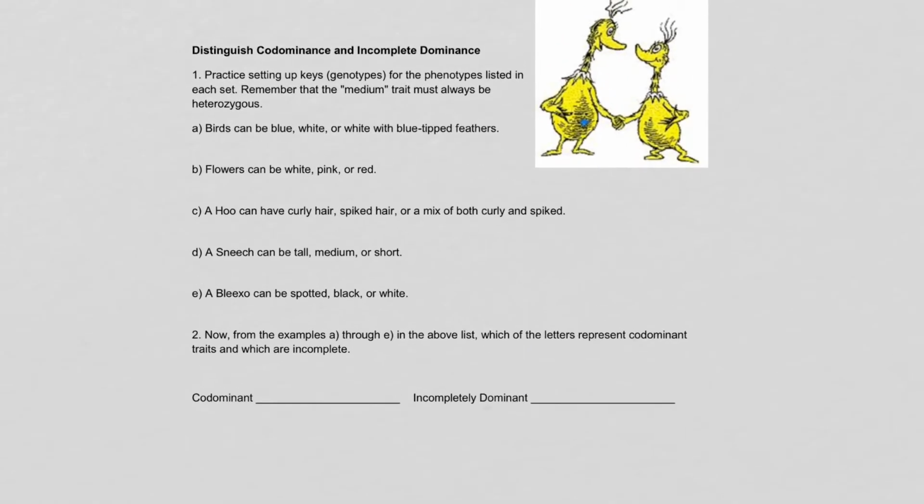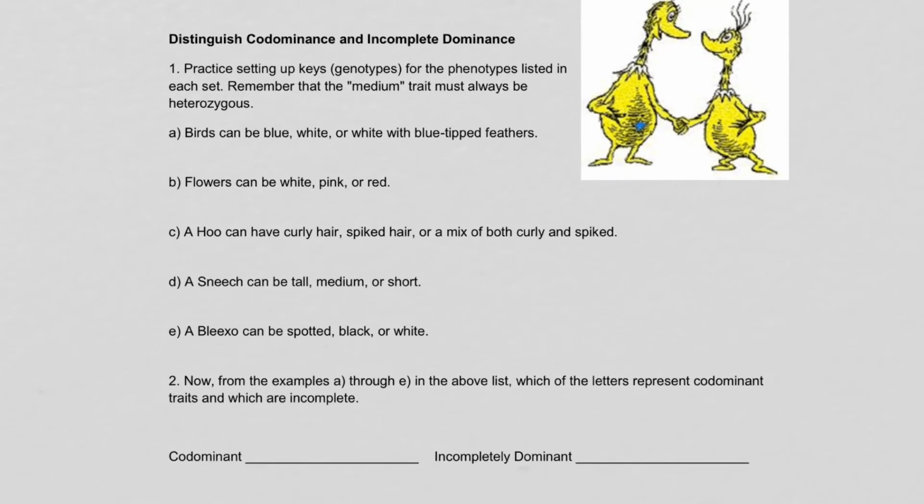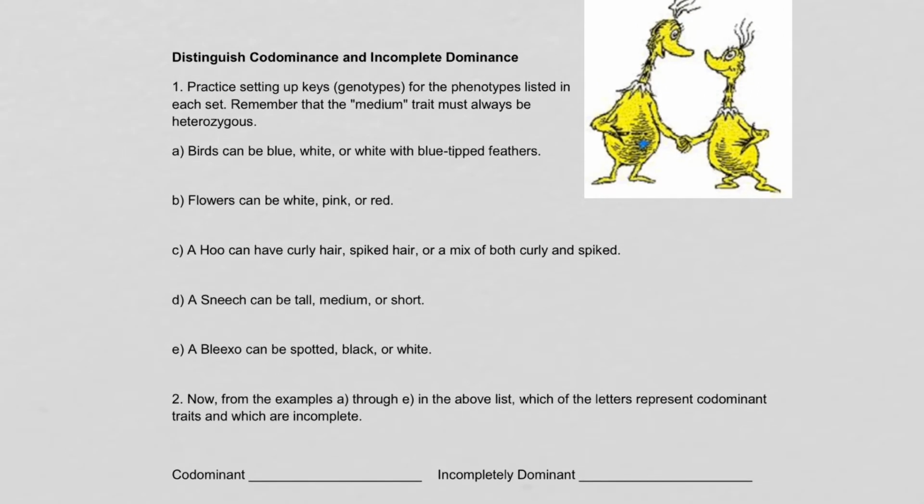All right, so now looking a little closer at the difference between codominance and incomplete dominance. And here's, I love these little Dr. Seuss examples. They're fun. So it says practice setting up keys, genotypes, and phenotypes listed in each set. So remember that the medium trait must always be heterozygous. All right, so birds can be blue, white, or white with blue-tipped feathers.